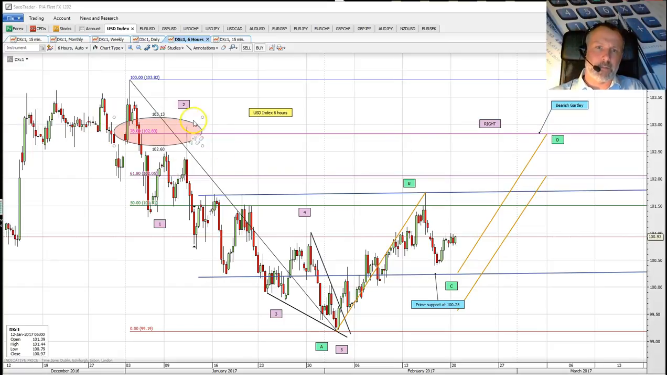Now this is our prime reversal zone, which is the 78.6% pullback level, around about 102.83, and that in turn will make a bearish Gartley and then lead the dollar lower once again. So this is regarded really as a counter trend move in the big picture, and we have got to express a bit of caution with this forecast.